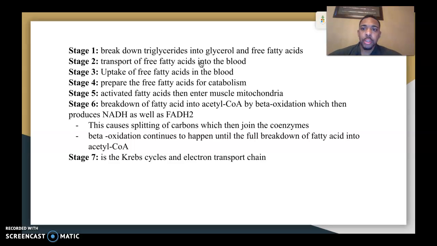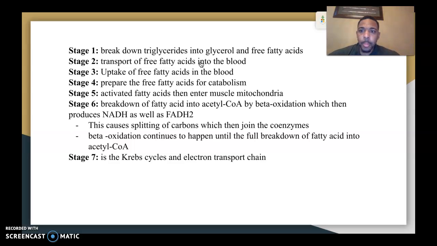So stage 1 is the breakdown of triglycerides into glycerol and free fatty acids. Stage 2 is the transport of free fatty acids into the blood. Stage 3 is uptake of the free fatty acids in the blood. Stage 4 is to prepare the free fatty acids for catabolism, which is breaking it down. Stage 5 is activated fatty acids when entering muscle mitochondria.